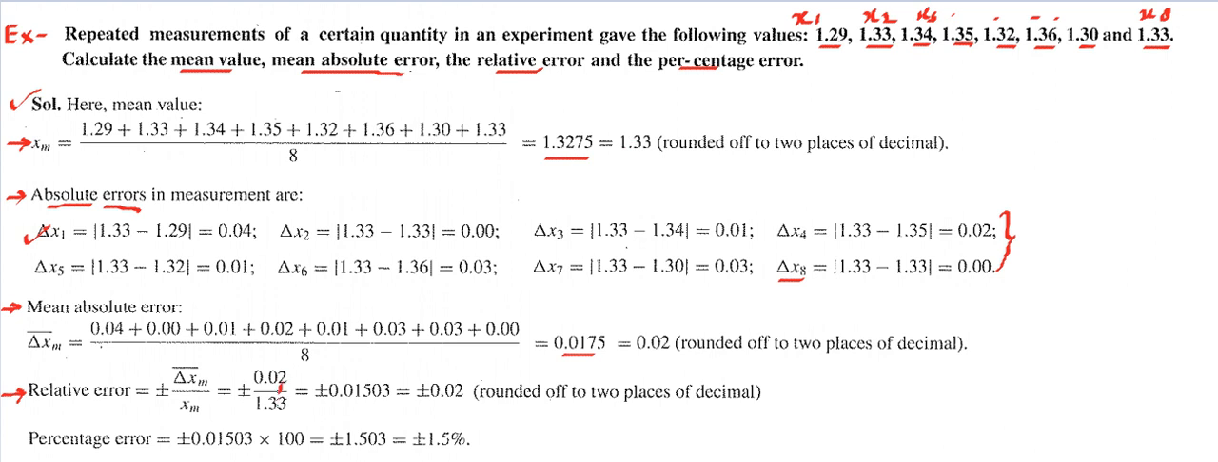So we are dividing them with each other. When we divide these in this order, we will get this number. Again, we are going to round off to two places, and we get this. So that means this is the relative error in that experiment.